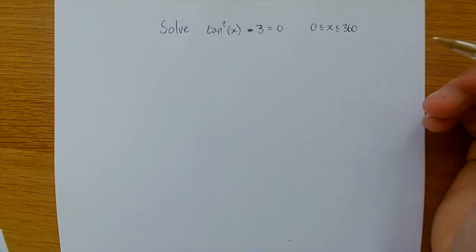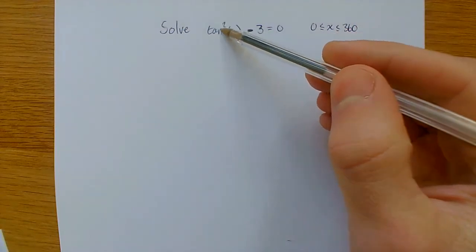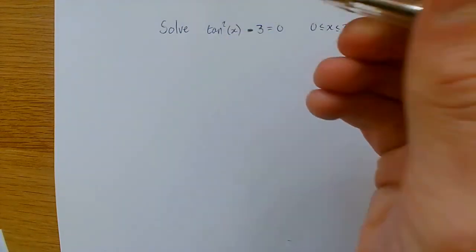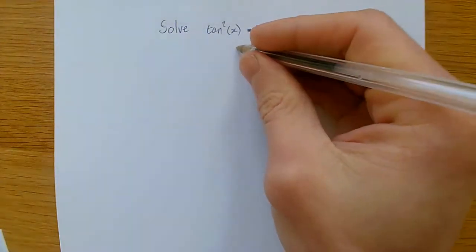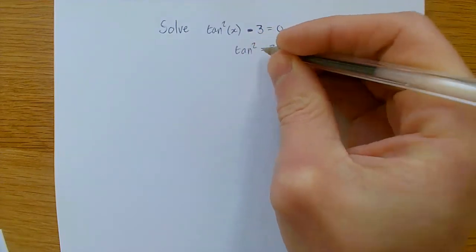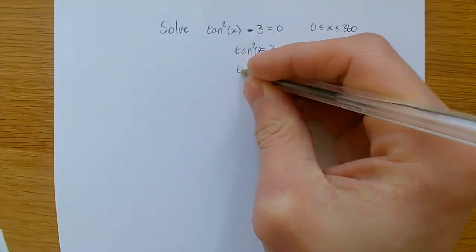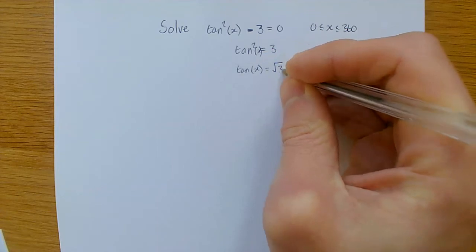However, this is not something we know how to solve yet because we've got a squared there. So this is a little bit like our rearranging lesson last week. We've got to get this into a form that we know how to work with. So the first thing we're going to do is add 3. Tan squared of x equals 3. So tan of x is equal to the square root of 3.